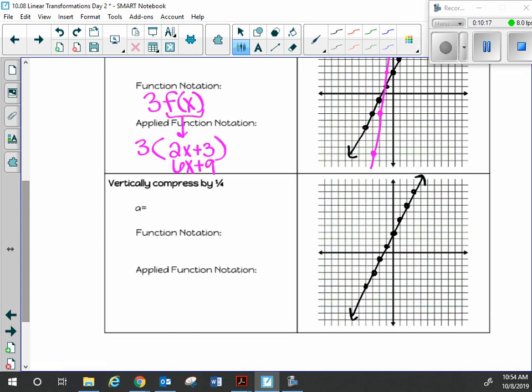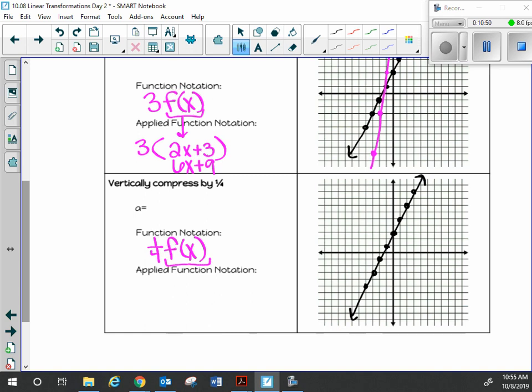Next thing, which is related, vertically compressing something. What does it mean to compress? You squish it, right? So if I squish my line from top to bottom, what's happening? Flatter. And my y-intercept will then decrease. So I'm taking my function, f of x, and I'm multiplying it by a factor of 1/4 to flatten it.